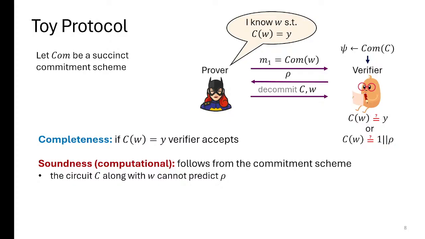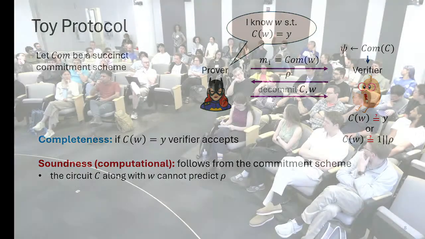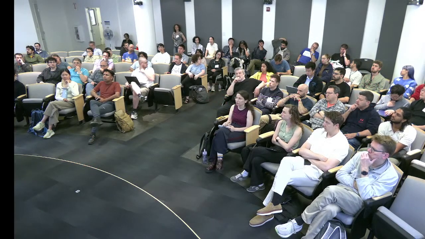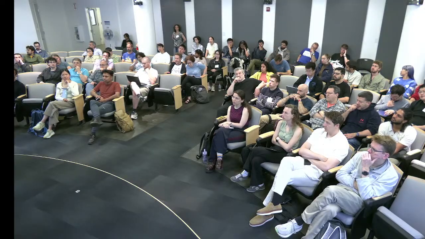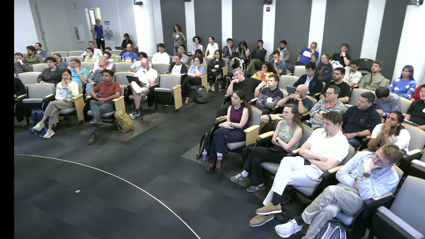Yes, Tama. I guess still not relevant, but are you talking about adaptive stuff? Like, does the prover get to choose C? Yes, the prover is choosing C. Sorry if that wasn't clear. The prover will be able to choose C as well, and W, and Y, in this protocol. So because the prover cannot predict rho, committing to C and W, it will not be able to output 1 concatenated with rho, except with negligible probability. So this is sound, right?